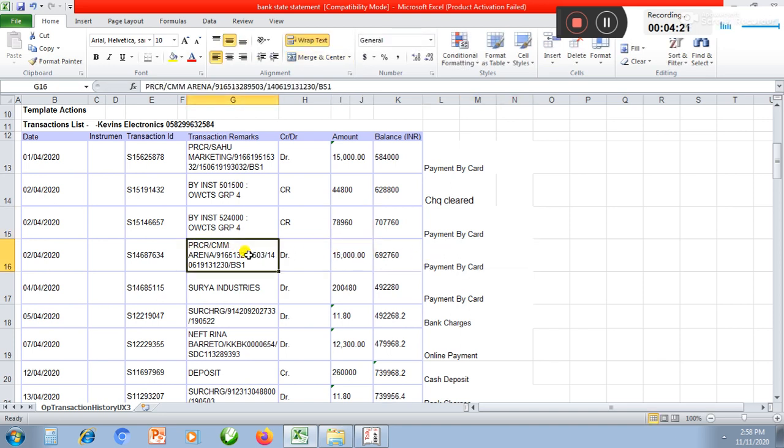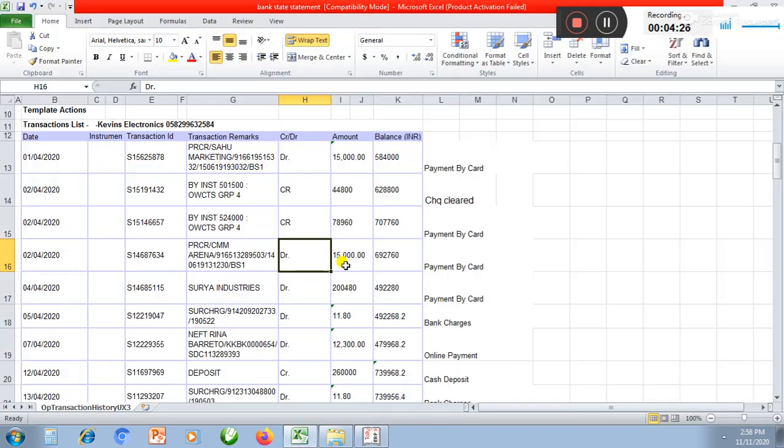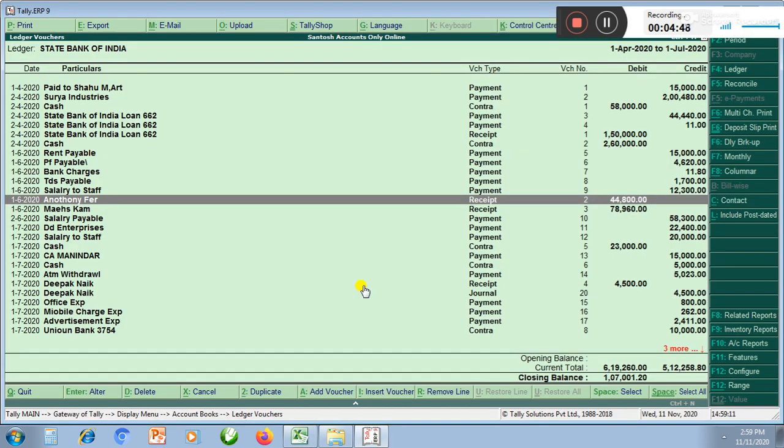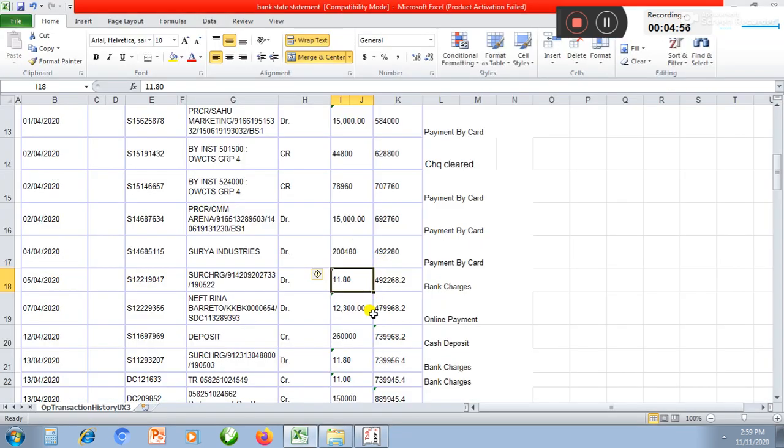Next one here, PRCR. This is again a payment. We have paid CMM Arena. You can put here payment, paid to CMM Arena. Everything you have to put under indirect expenses. Directly pass the payment entry under indirect expenses. Credit will be State Bank of India. Paid to Surya Industries, again this is there. And see, a small 11.80 rupees is deducted. This is called bank charges. As I explained, you have to pass the entry under payment. Alt A, payment. Create an account, bank charges, under indirect expenses. Credit State Bank of India.